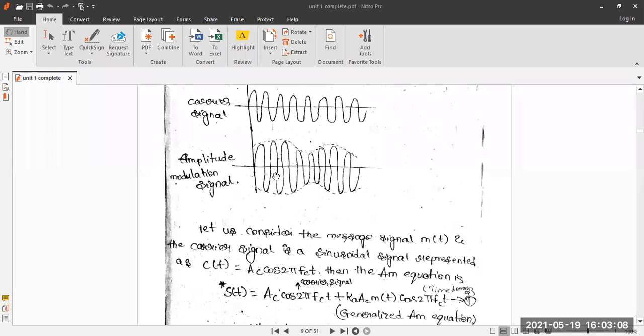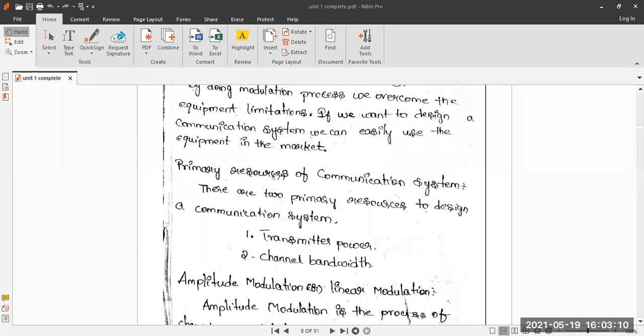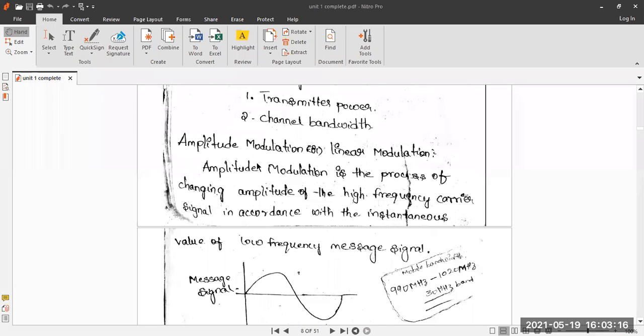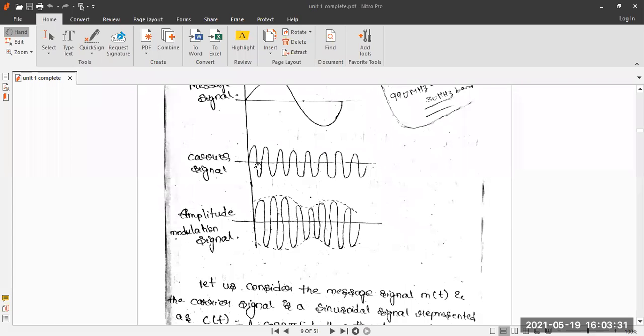In the previous class, we discussed amplitude modulation. Amplitude modulation means the amplitude of a high frequency carrier signal is changed in accordance with the instantaneous value of the low frequency message. This is the graphical representation of amplitude modulation.